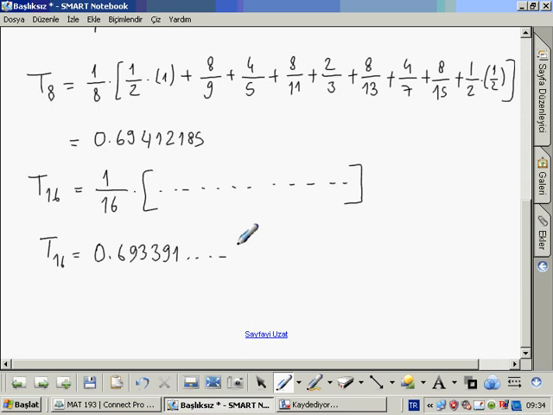And now I want to talk about the midpoint rule, and let's continue with it.